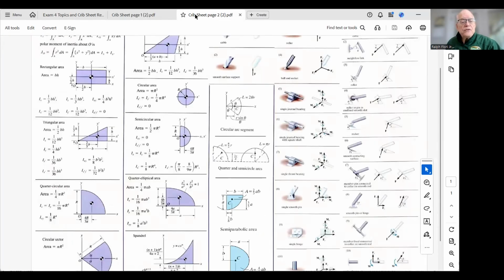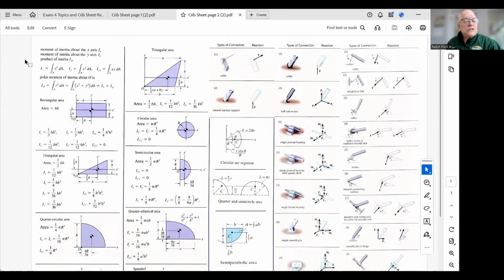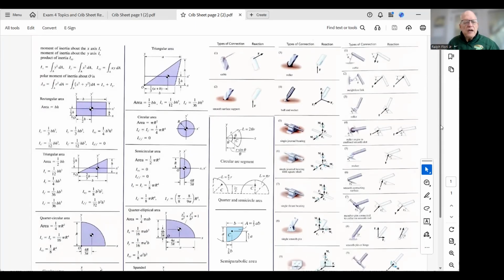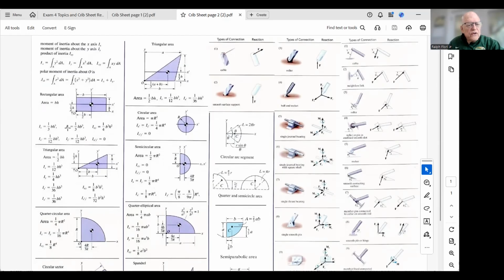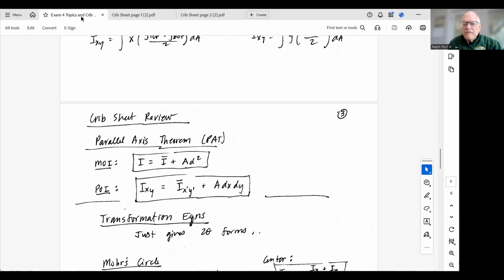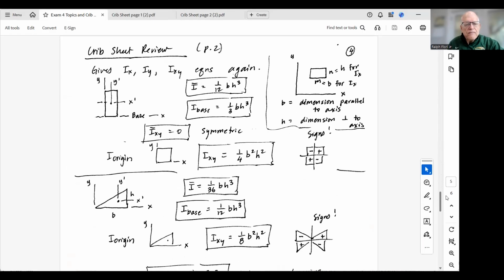On the second page of your crib sheet, Hibbeler repeats the equations up here for Ix and Iy and Ixy. And again, I would add that these equations are exactly correct for double integrals, but they're only true for properly chosen dAs, which we've already explained. You need to understand these formulas for these areas. And I'll just go to my notes here. I've just kind of gone term by term.